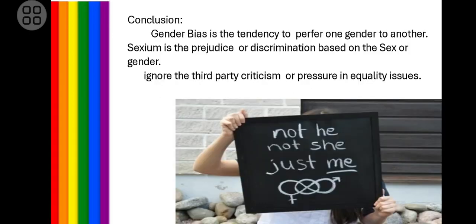Then conclusion. We have seen the types of gender, gender bias, stereotyping and women's empowerment. Sexism is the tendency to prefer one gender to another. It is prejudice or discrimination based on sex or gender. Ignore the third party circumstances and pressure on equality issues.